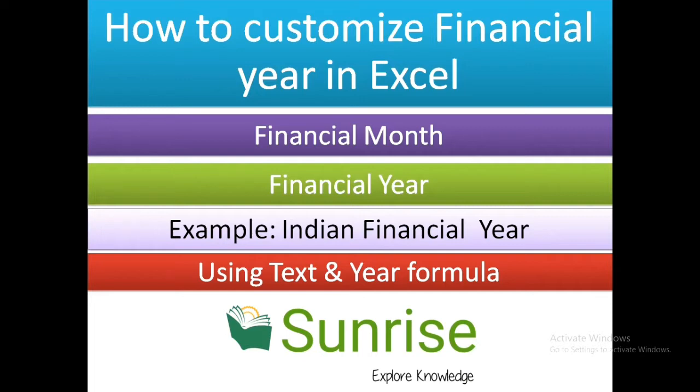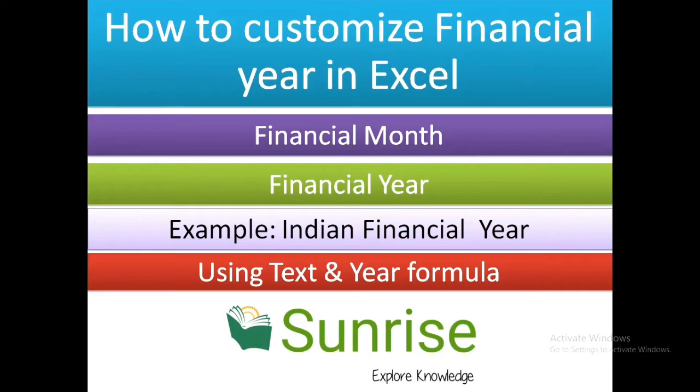Coming to the financial month, April is the first month of the financial year and March is the last month of the financial year. But in the calendar, April is the fourth month and March is the third month, so there's a difference. I'm going to show how you plot that month as per our financial records, using a combination of the TEXT and YEAR formulas.